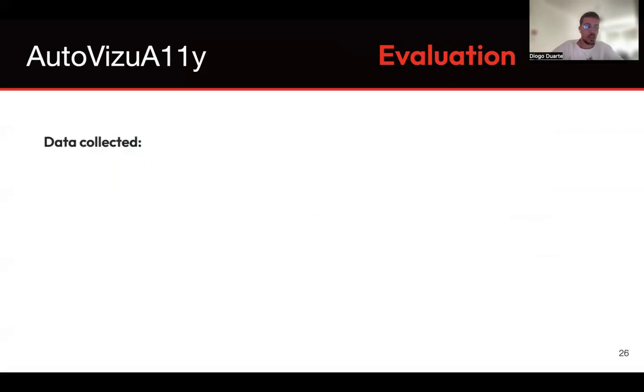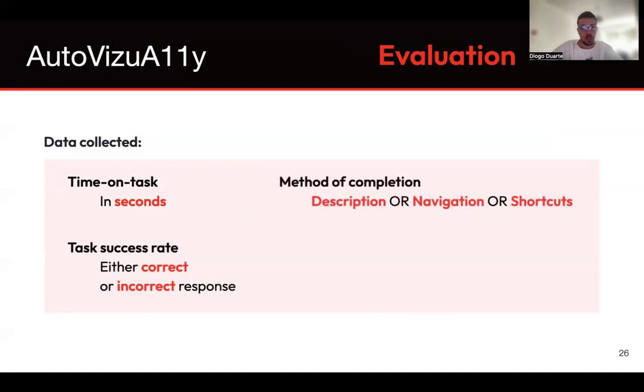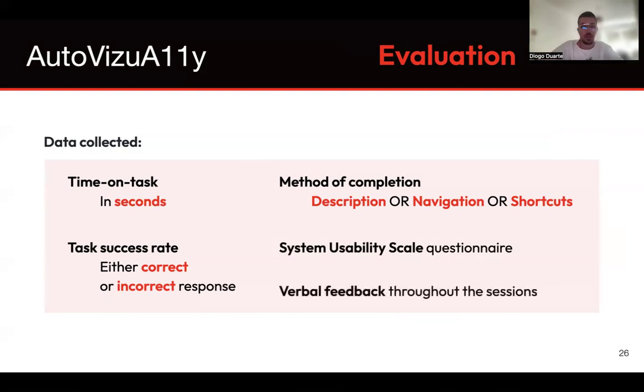As for the data collected, we registered each time on task, the task success rate, and the method of completion for the chart, so either description, navigation, or shortcuts. Also, participants completed the System Usability Scale questionnaire about the interface, but also gave verbal feedback throughout the entire sessions.